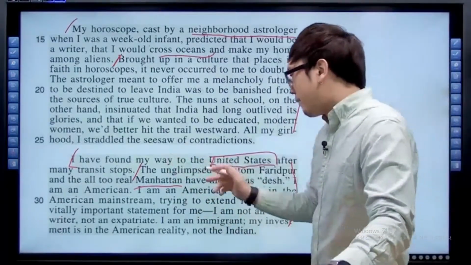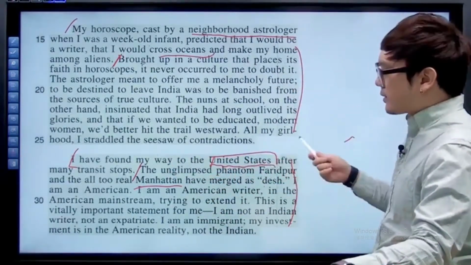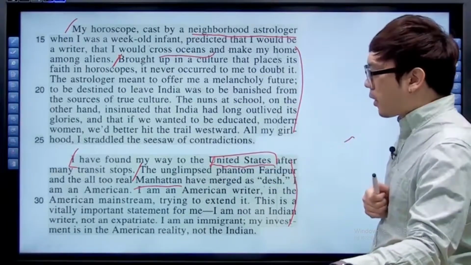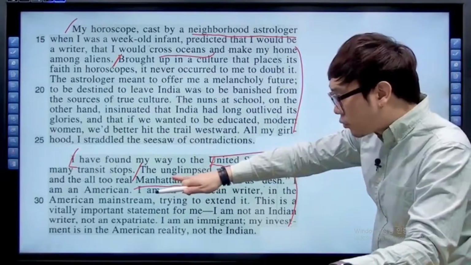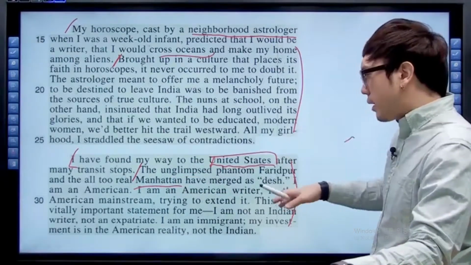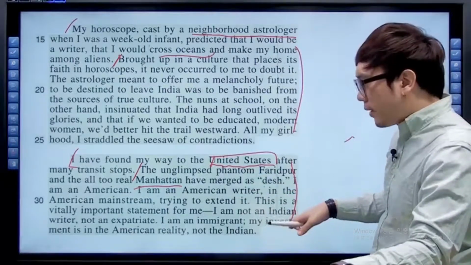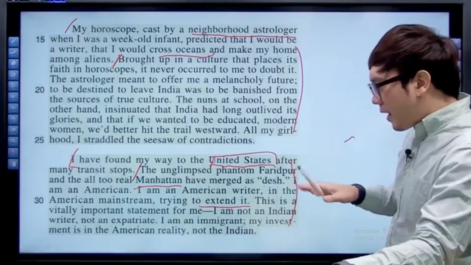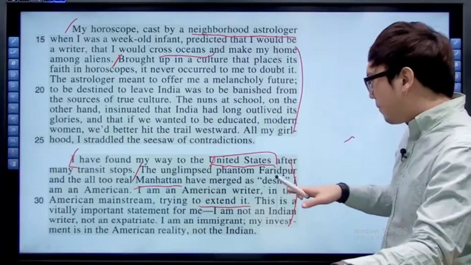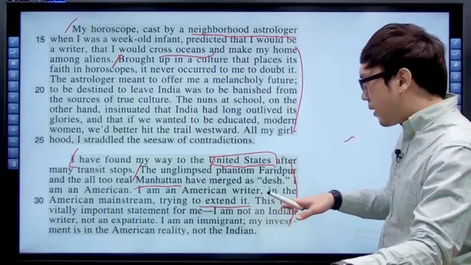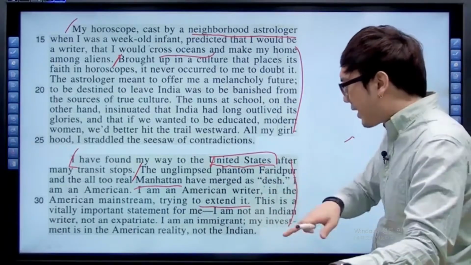It says, I found my way to the United States after many transit stops. The unglimpsed phantom very poor and the all too real Manhattan have merged as dash. I am an American writer in the American mainstream, trying to extend it. This is a vitally important statement for me. I'm not an Indian writer, not an expatriate. I am an immigrant. My investment is in the American reality, not the Indian.